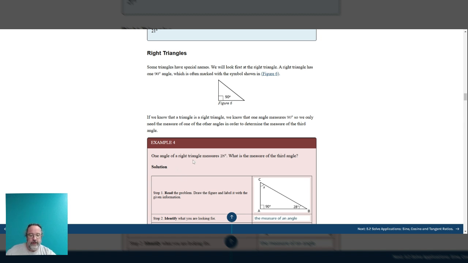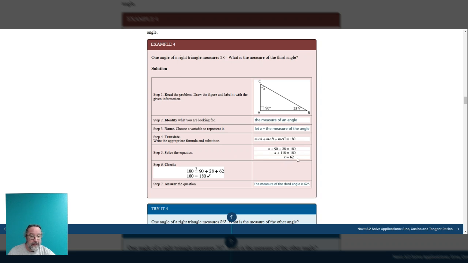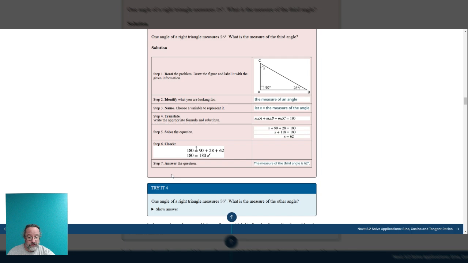So one angle of a right triangle measures 28 degrees. Well, we know that three angles together have to add up to 180. So we know 90, because it's a right triangle, we know 28. So 90 plus 28 is 118. Well, then we subtract that from 180, and we get 62, and it checks out.